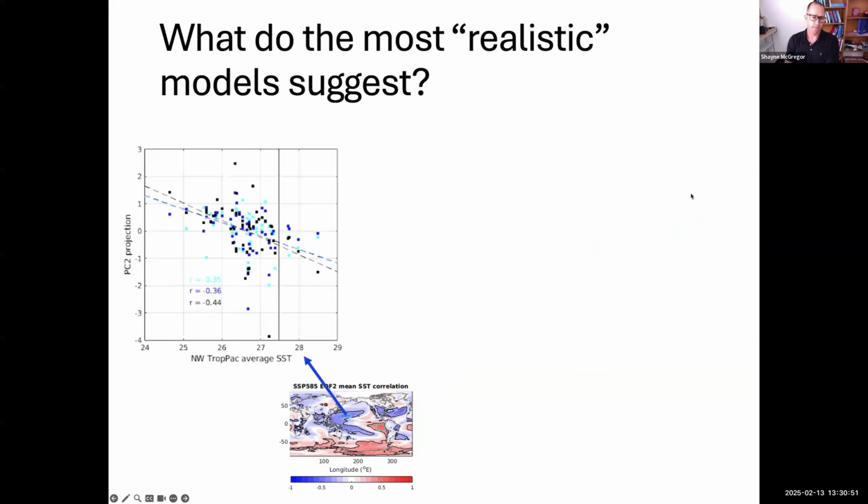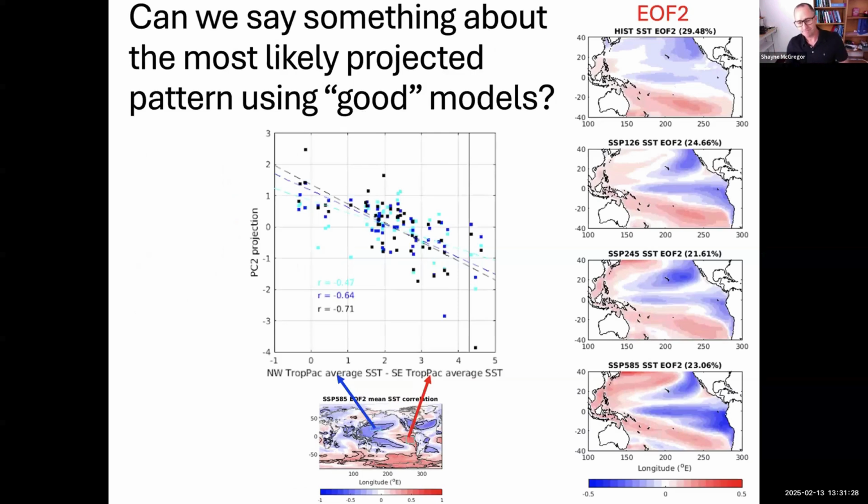If we focus on the western, off-equatorial Pacific, you can see the observations are around the 27.5 degree range, which is somewhere near the warmest models. And here, the models that are close to the observations again have a negative projection onto PC2, while those that are much cooler than the observations have a positive projection. So it's suggesting that the gradient between these two sides is going to be important. In the next slide, I'm going to plot up the gradient.